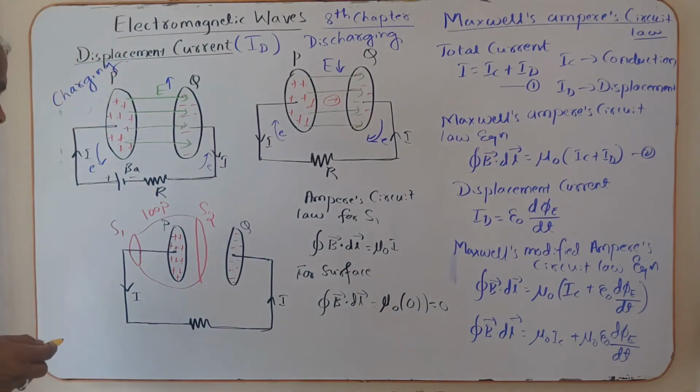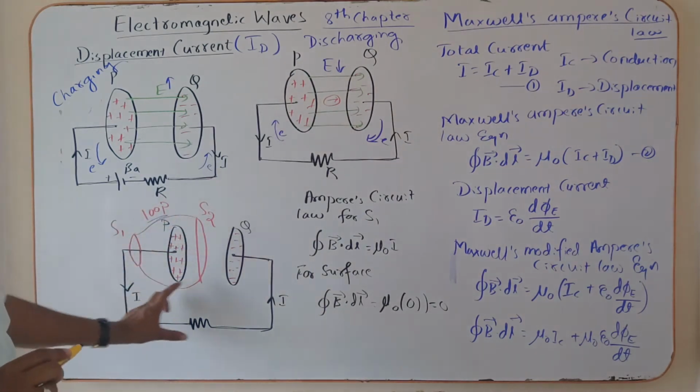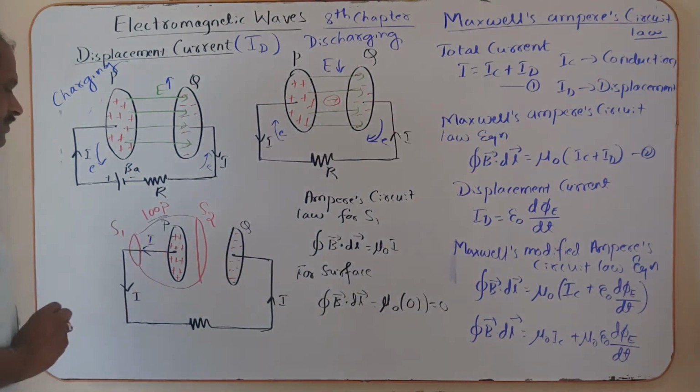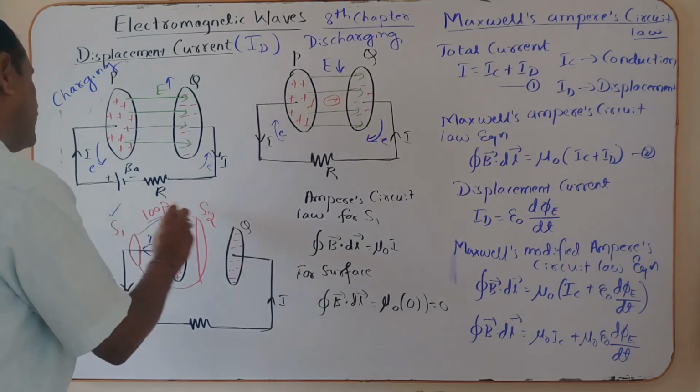Now you come to the point. During charging and discharging, you take the closed loop here. You apply the Ampere circuit law for the surface S1 and for the surface S2.